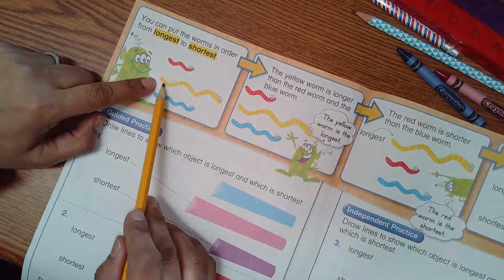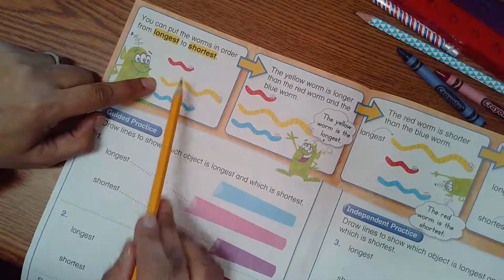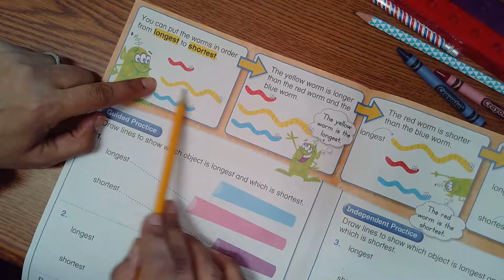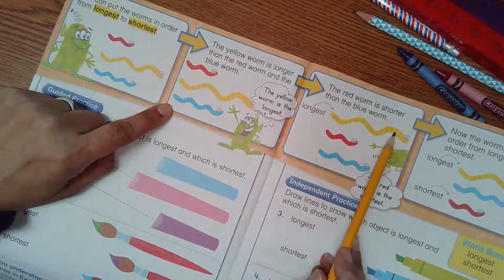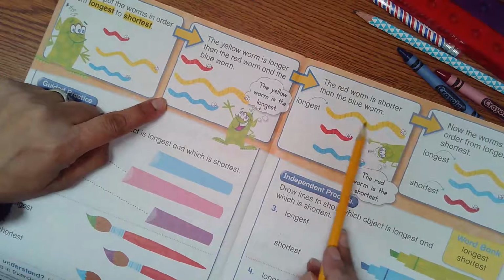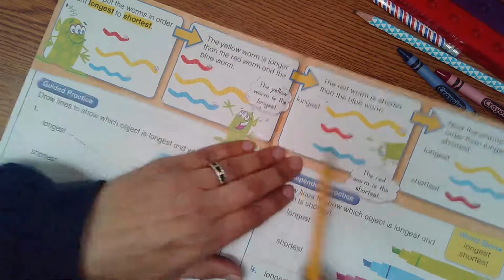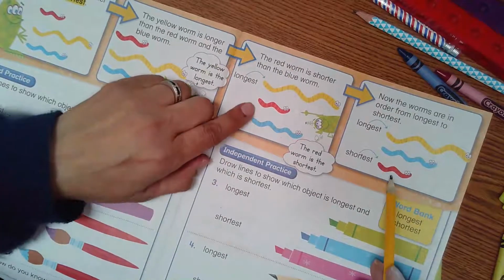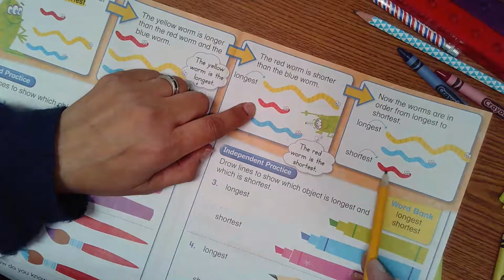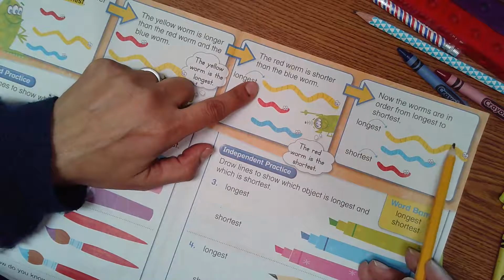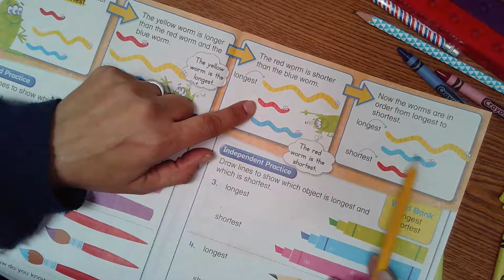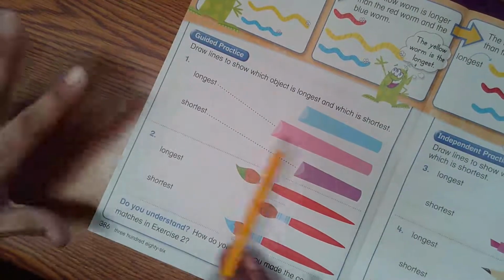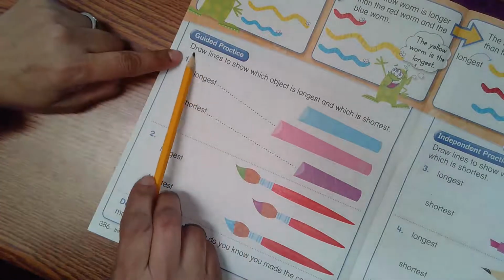As you see, the yellow is longest. It's longer than both. It's the longest. So I'm gonna put the longest one first. This is the yellow. And then what comes after that? The blue, very good. And that makes the red worm the shortest. So the longest will be the yellow, and the shortest will be the red, and then the blue worm is gonna be between.